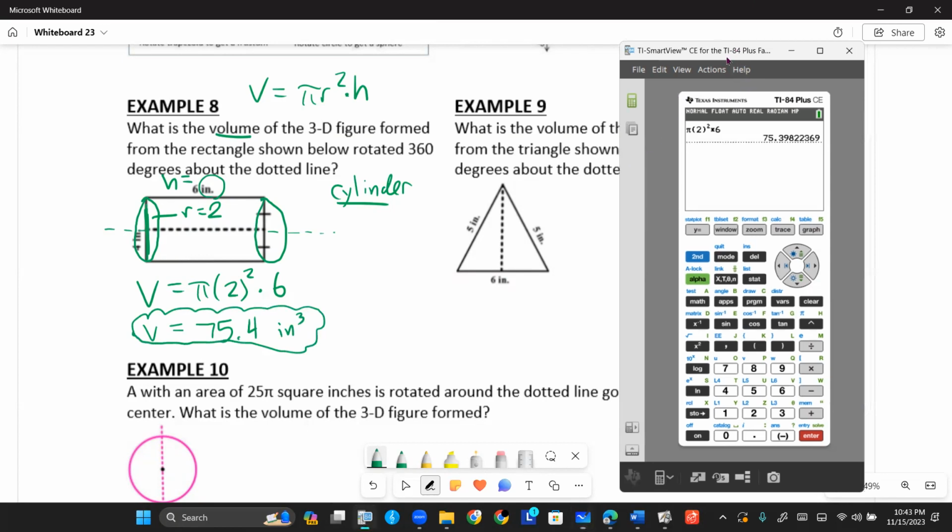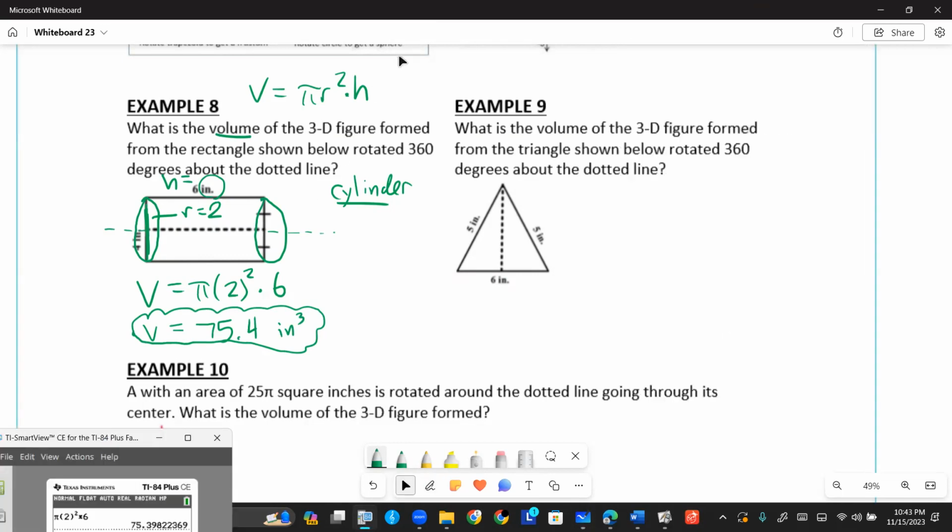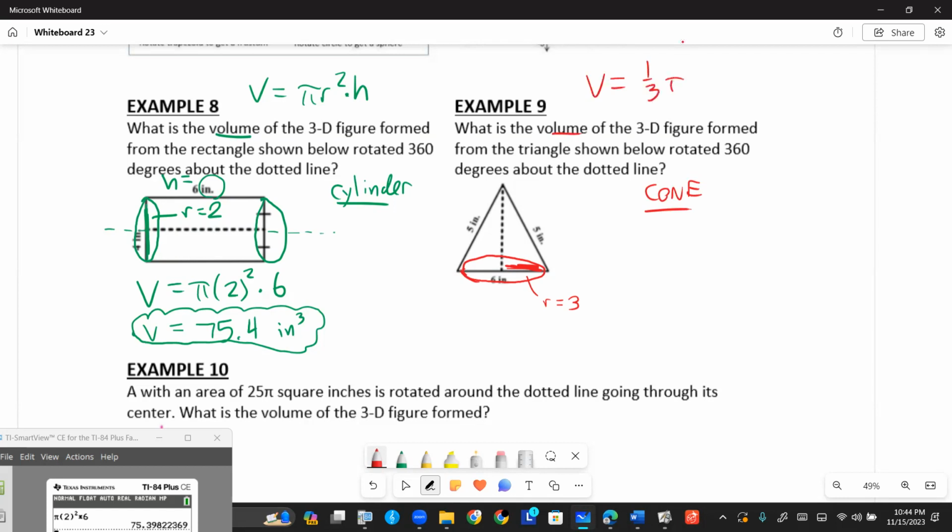Look at number 9, try that one. What's the volume of the 3D figure formed from the triangle shown below, rotated 360 degrees about the dotted line? Pause the video, take a moment to try it on your own. Now, when you spin this around here, you're going to end up getting a cone. And the volume formula for the cone is going to be 1/3 pi r squared times height. So remember, it's very similar to a cylinder, except it's got a 1/3 out front.